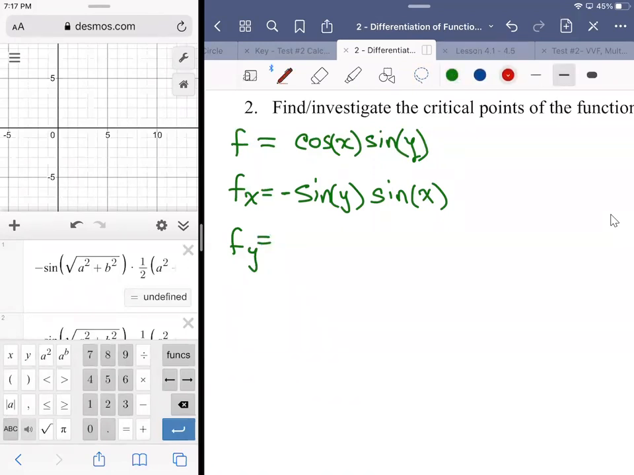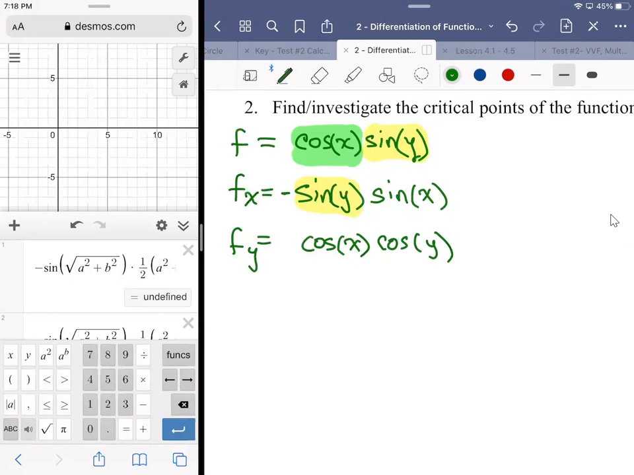All right, so again, that was hanging on to the sine of y because that one was treated as constant, and then differentiating that one here, differentiating the x component. So now we're going to hang on to the x component, cosine of x, and differentiate the sine of y, which is cosine of y.